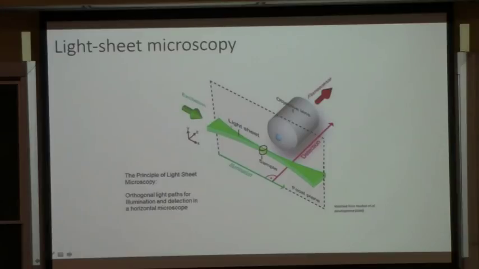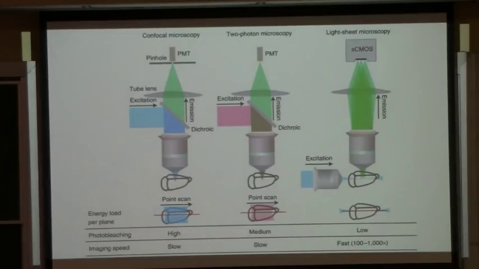So the light is restricted into a very thin slice, so you will be able to get signal from only one slice in the tissue. Yeah, it is very fast, but it has a low resolution. So this is just a comparison of the three techniques.